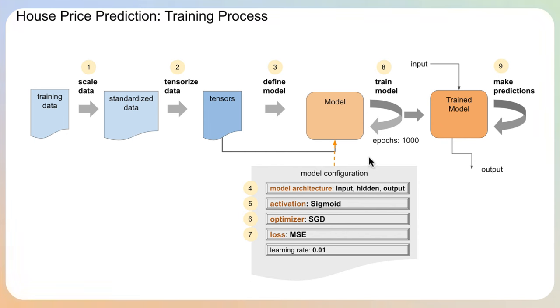After defining the model, we train it over multiple epochs. During each epoch, the model parameters, including weights and biases, are updated to minimize the loss function. This iterative process helps the model learn from the training data. Finally, after training, the model is ready to make predictions. We input the size and the number of bedrooms of a house into the trained model, and it predicts the house price.